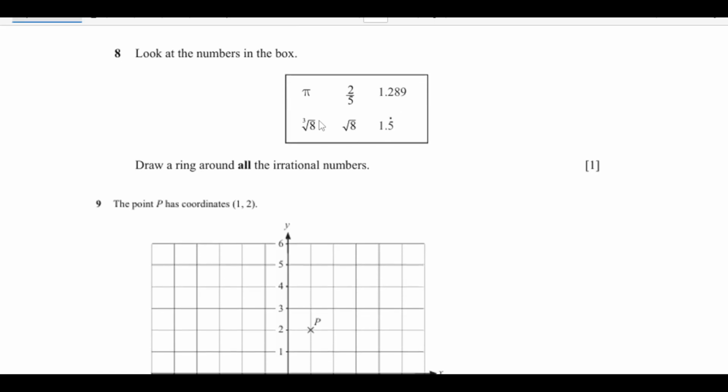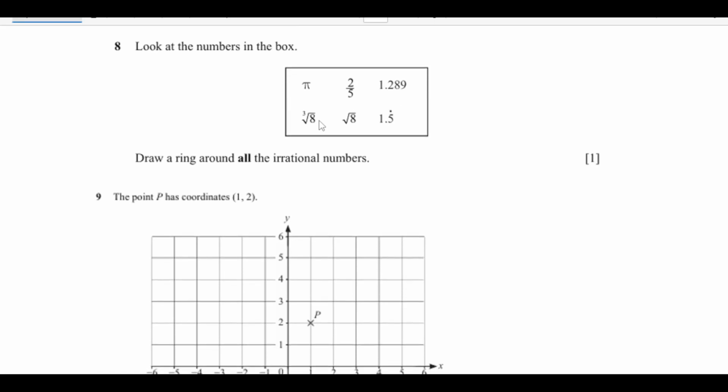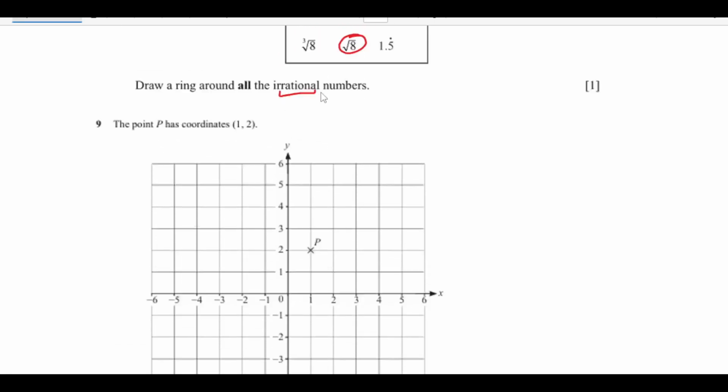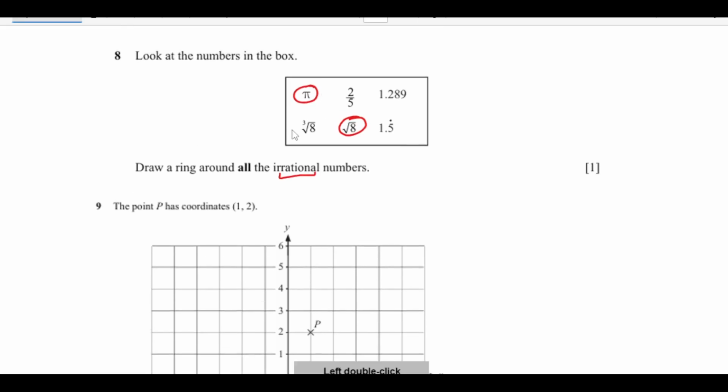Now look at the number in the box. So we have these numbers. Draw a ring around all the irrational numbers. Irrational numbers are the numbers that cannot be written as decimals, right? So when you simplify, pi is an irrational number, square root 2 is an irrational number. Cube root 8 is not, because cube root 8 is going to be 2, so that is not an irrational number.